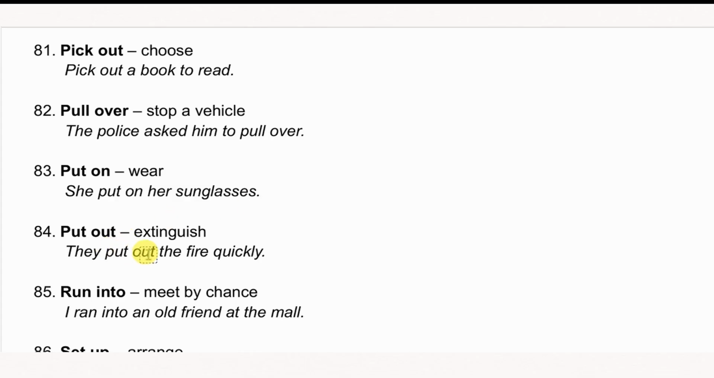Put out, to extinguish. They put out the fire quickly, means they extinguished it. To extinguish, they put out the fire quickly.